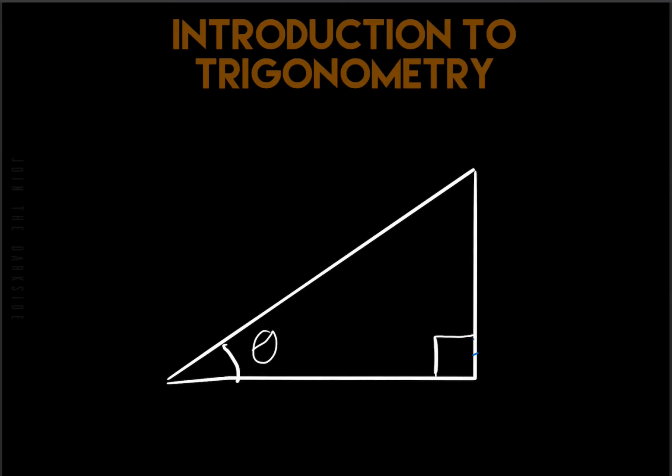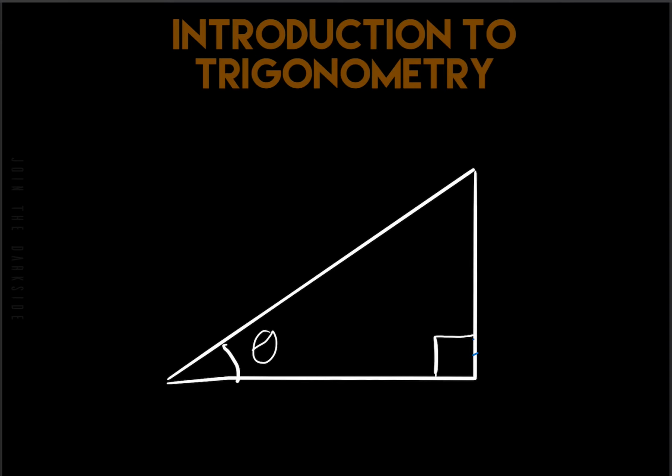Hello everybody, so today we're going to learn about trigonometry. What is trigonometry about? Trigonometry is all about triangles. Trigonometry helps us to find angles and distance, and it is used a lot in science, engineering, video games, and more. So, right angle triangle.